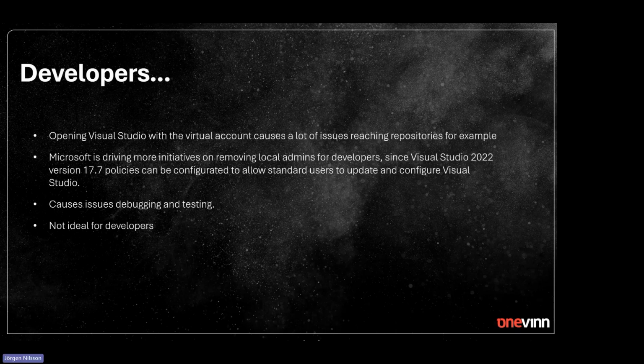Microsoft is driving an initiative since Visual Studio 2022 version 17.7, where policies can be configured to allow standard users to actually update and configure Visual Studio. But that depends on what you're developing. If you want to debug something, or install something locally to try out the service or whatever Win32 app, then it will not work. So that's also a challenge.